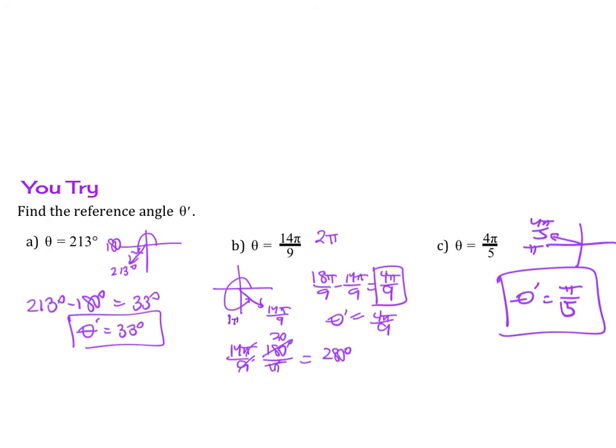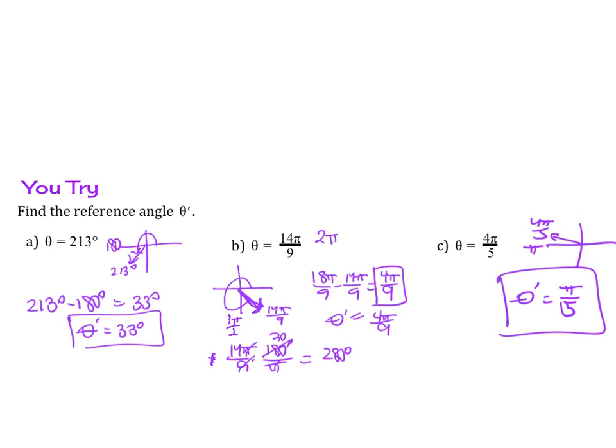Letter B, now if you have a hard time seeing where that is, you just have to know if it's past 3 pi over 2, 1.5. If you have a hard time seeing it, you can always convert. And so we see that it's at 280 degrees, which is in fact quadrant 4. And so we want to know how far is it to 2 pi. So I just subtract, I did 18 pi over 9 minus 14 pi over 9, and my reference angle is 4 pi over 9. So I still did it in radians. I just wanted to know, am I going to use pi or 2 pi?